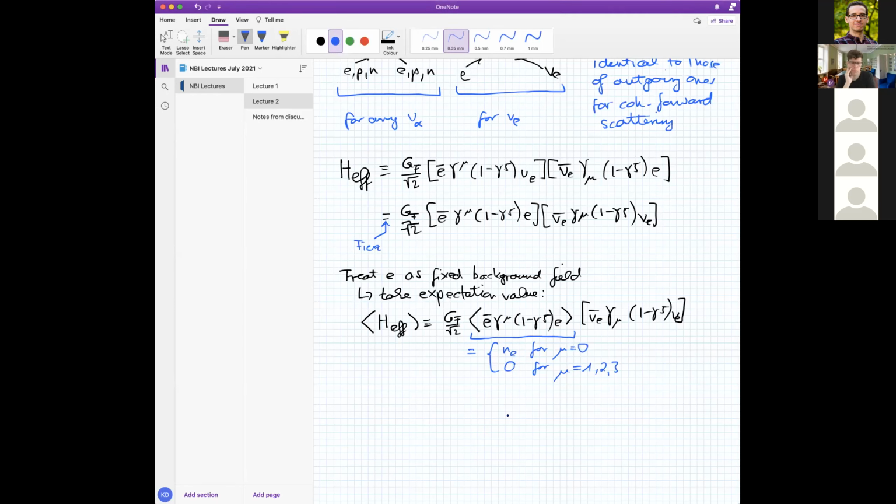Nevertheless, that's a pretty crucial result here, because now this whole Hamiltonian takes a relatively simple form. It's just square root 2 G Fermi times N_e times nu_e left bar gamma^0 nu_e left. Remember, this is only non-zero for mu equals 0, so only the mu equals 0 component contributes here. And this quantity, square root 2 G_F times N_e, is what we often call V_CC. That's the charged current Mikheyev-Smirnov-Wolfenstein potential, or MSW potential.